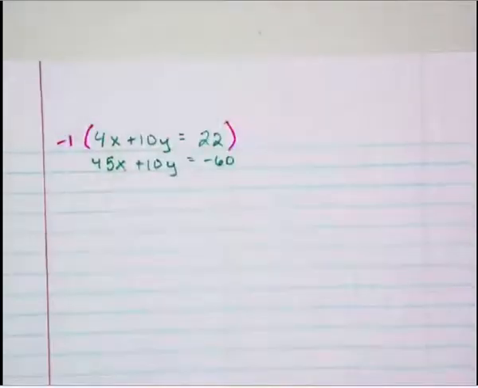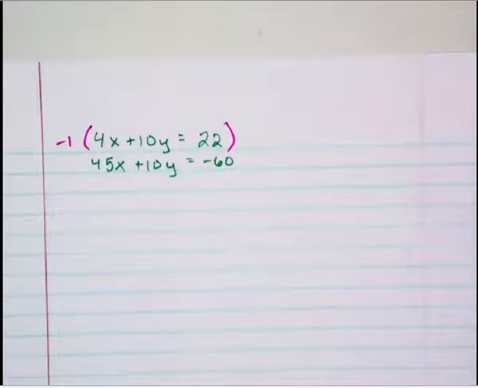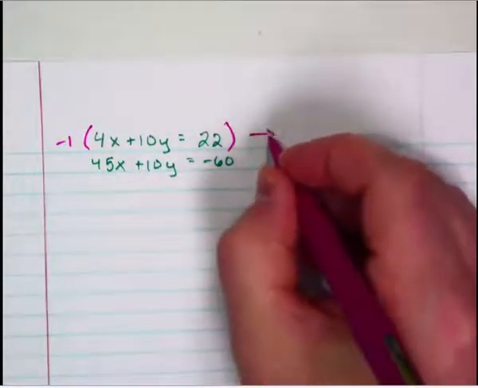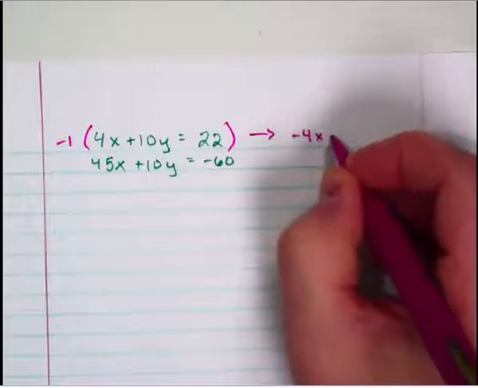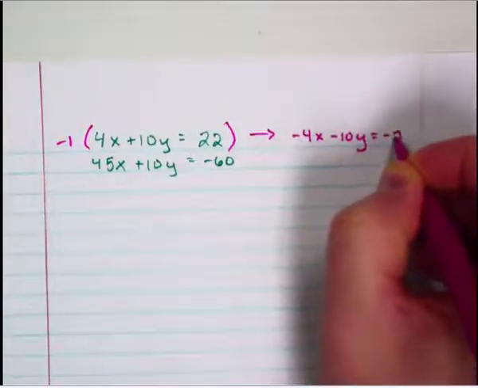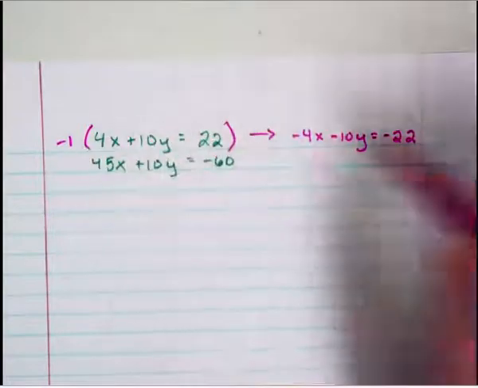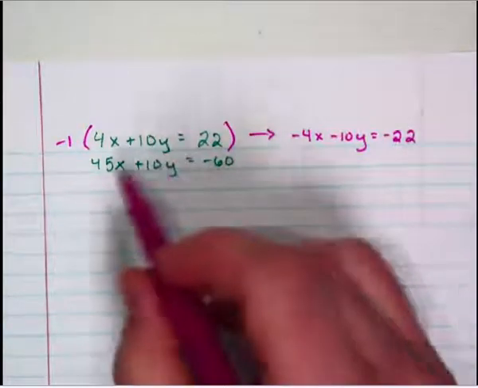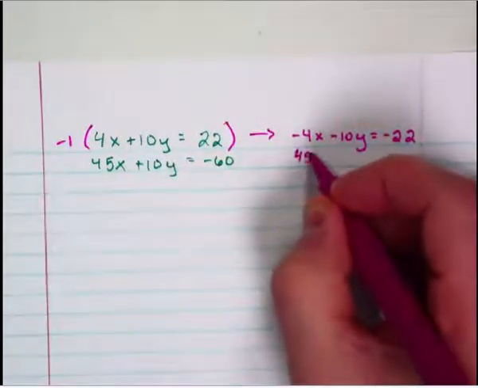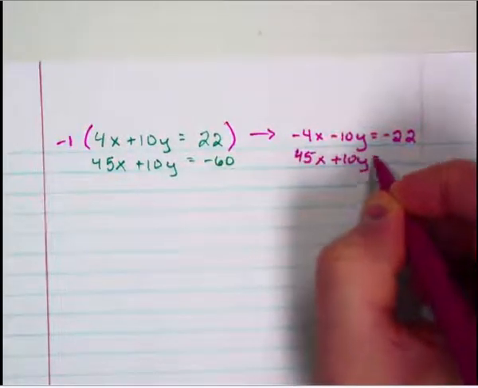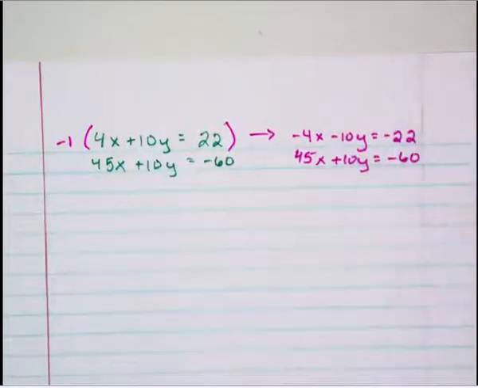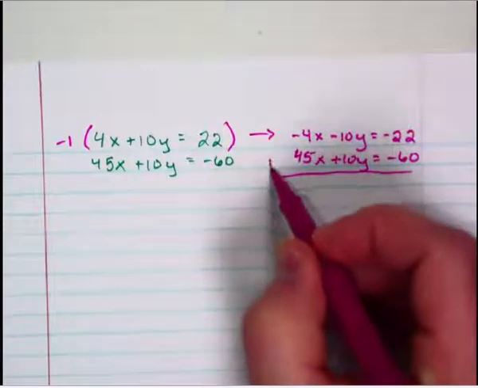I'm going to choose to multiply the first equation by negative 1. Please recognize I noticed that that's a choice that I'm making. I could have chosen to multiply the bottom one by -1. This would give me negative 4x minus 10y equals negative 22 because I'm distributing the -1 to all three parts. I don't have to mess with the bottom equation, so that stays as 45x plus 10y equals negative 60. Again, the purpose of doing that, now I notice that there are exact opposites there. So I am going to add the equations together.